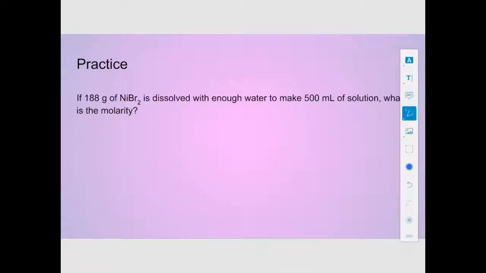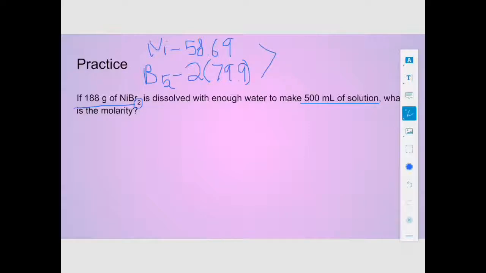Let's do this third one now. Okay, if 188 grams of NiBr2 is dissolved with enough water to make 500 ml of solution, what is the molarity? First, Ni has a molar mass of 58.69. Bromine has a molar mass of 79.9, and hopefully you caught that there are 2 bromines in this formula here. So you need to multiply that by 2 to get the correct answer, and our total molar mass is going to be 218.49. All right, step 1 done.